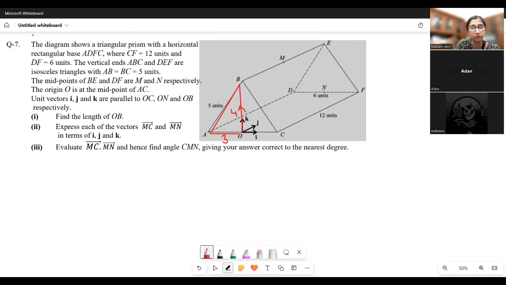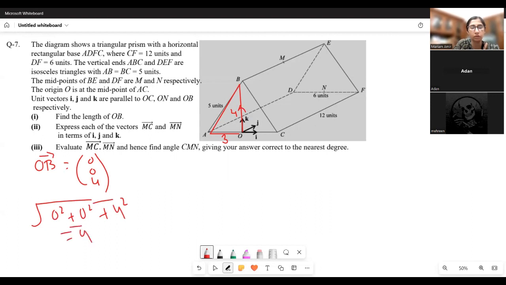So the length, they just need the length. So the length of O to B is, you can say, 0 in I direction, 0 in J direction, and 4 in K direction. So the length is actually just 4 without even doing any working. 0 square plus 0 square plus 4 square. 4 square under root is 4. So you don't even have to do any working since it is going in only one direction. So as many units as there are, that is the distance and the length.